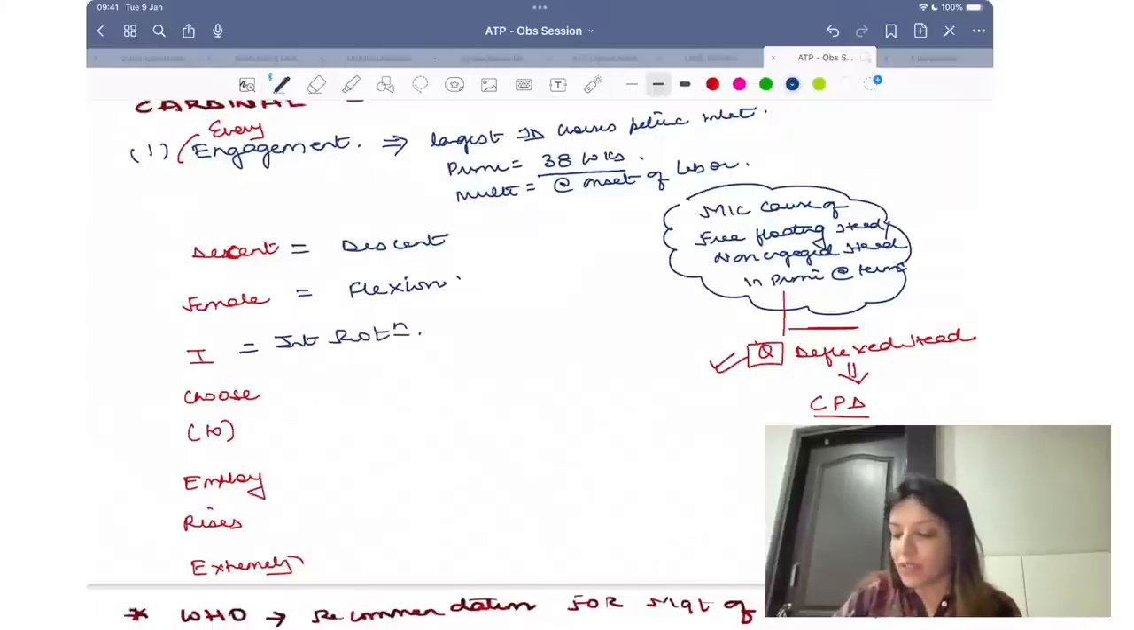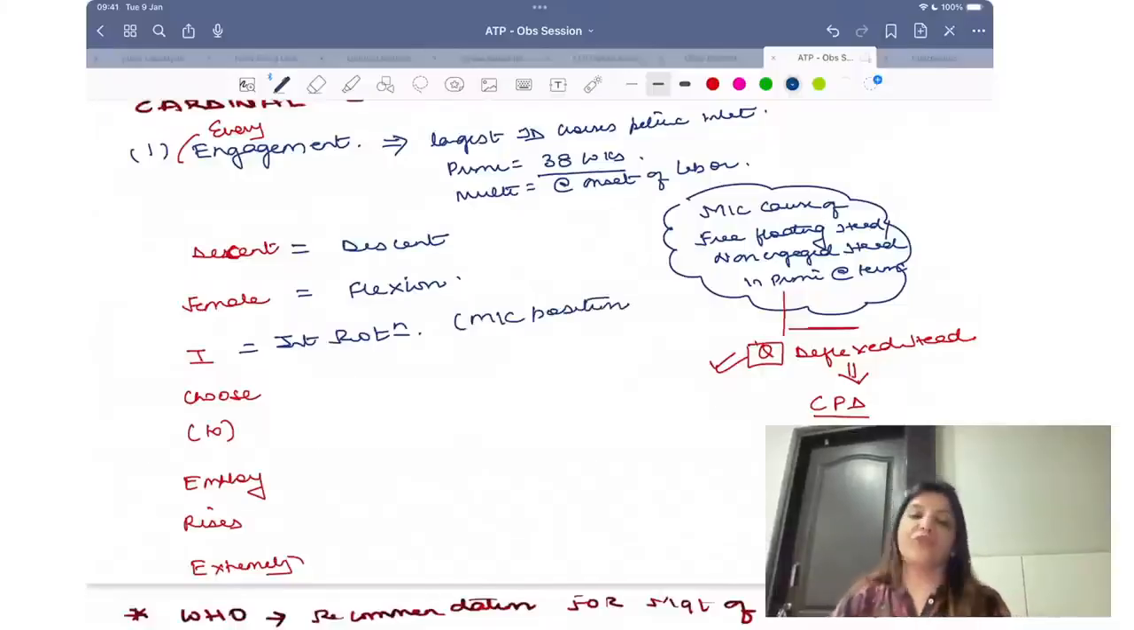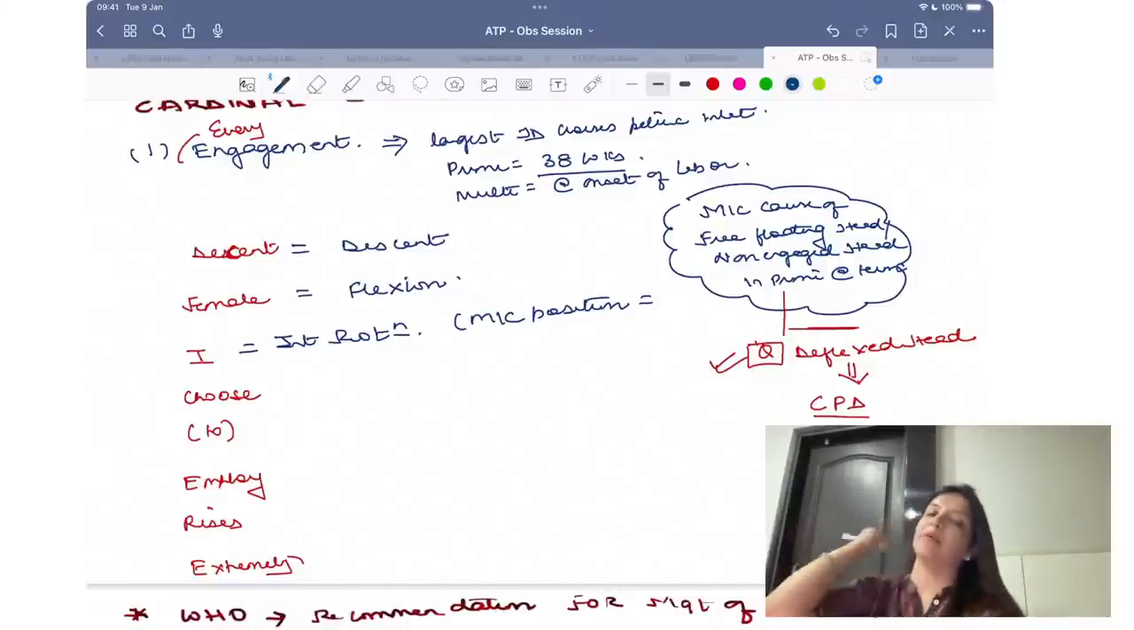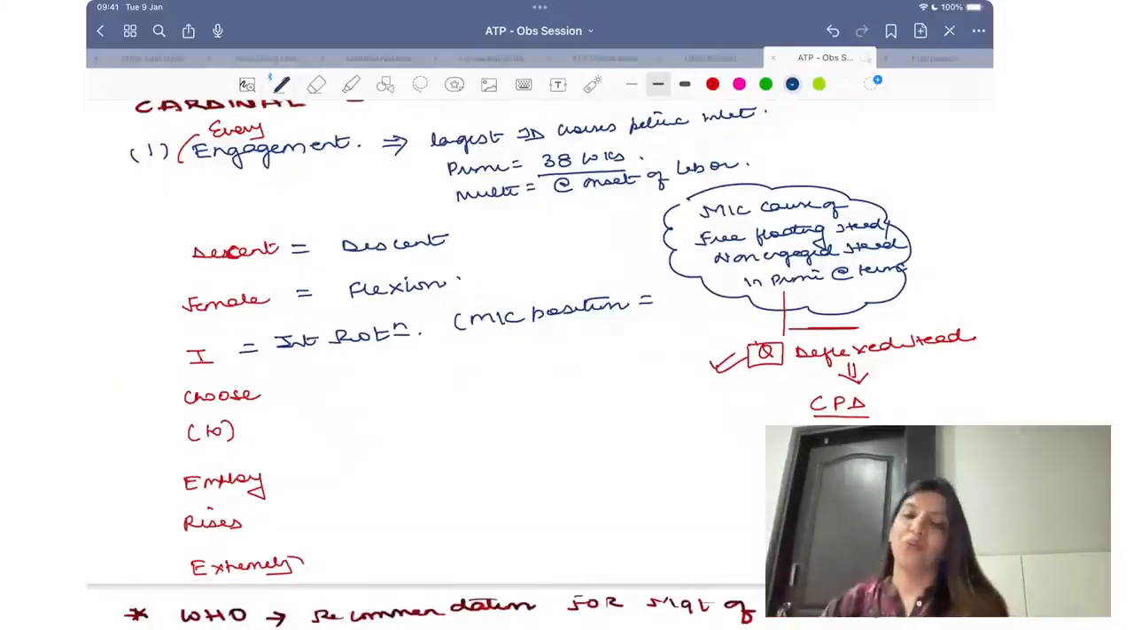Tell me, what is the most common position of the fetus at the time of labor? What is the most common position at the time of labor? Quickly tell me. Waiting for your answers.